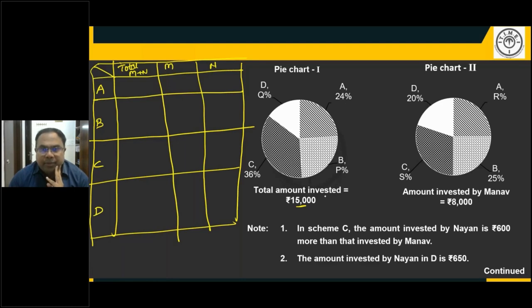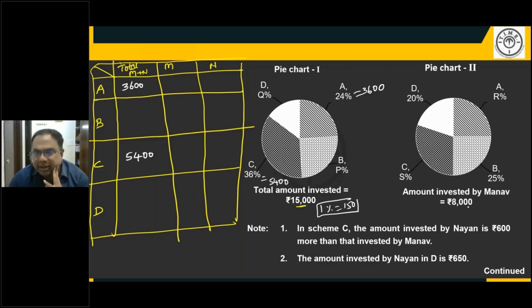A is 24%. How much is 1%? 10% is 1500, so 1% is 150. 24 into 150 is 3600. This is 36%, so 5400. So C is 5400 and A is 3600. This is P%, this is Q%. We don't know their values. I'll come back to that.